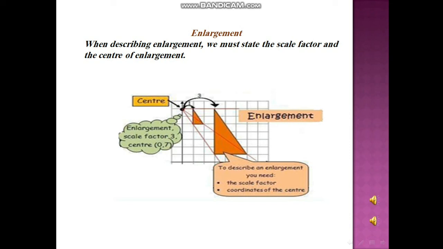First we put a dot on the position of (0, 7). Then we will count the distance between the center of enlargement and the vertices of the small triangle. Then we multiply the distance by 3 because the scale factor is 3. So we will put the dots on the grid for the new position, then we will join them to get the new triangle.